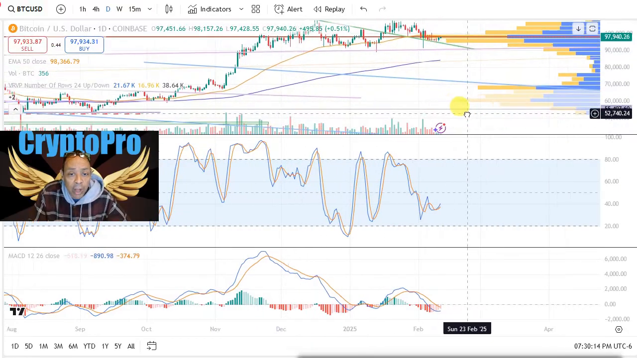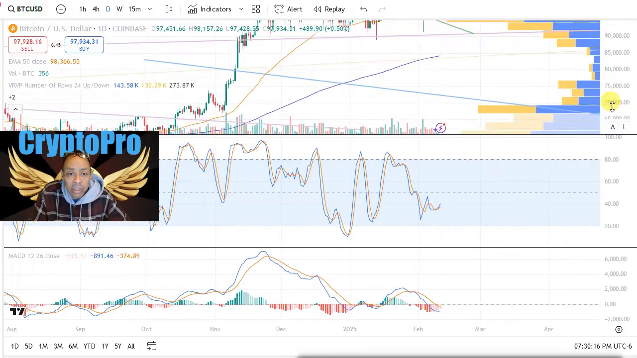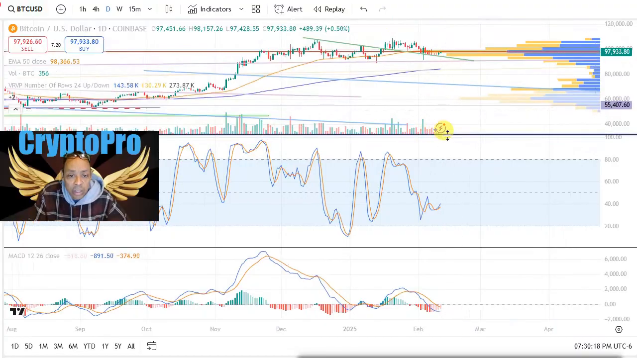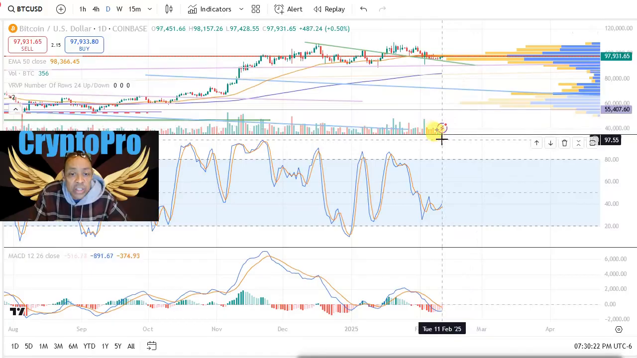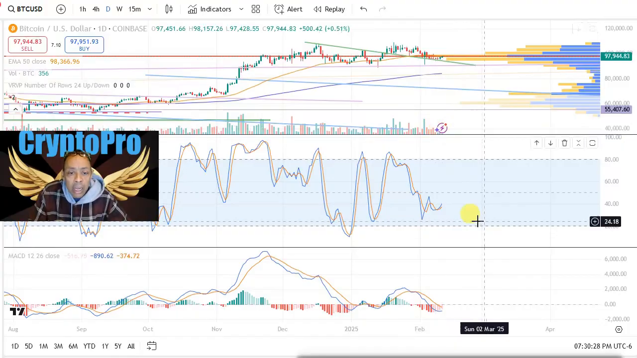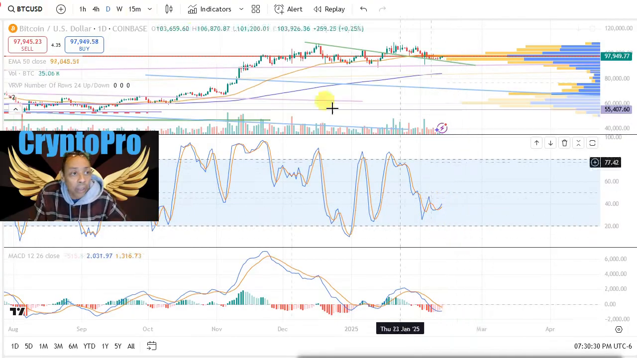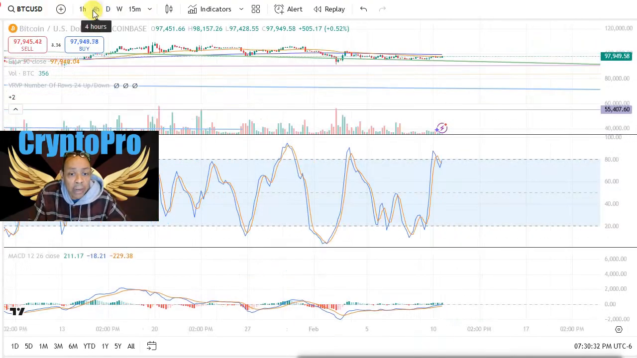But volume right now, it doesn't really look like it's doing too much. If I could get this thing out of the way, you would see that the bars on the histogram, the volume bars, are very low. Now, the stochastic is pointing up on the 1 day, but what's it looking like on the 4 hour?